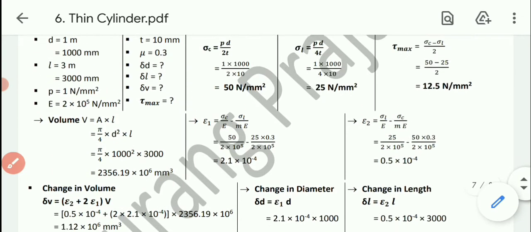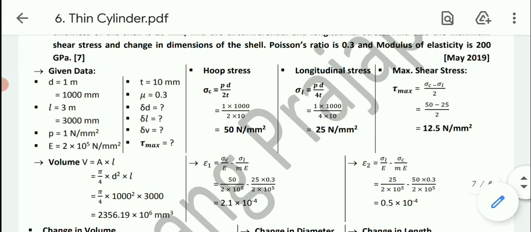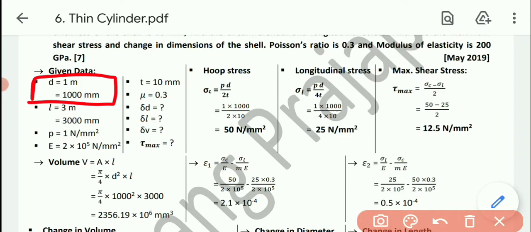Now let's put down the values: pi by 4 d square, where the diameter is 1000, so pi by 4 into 1000 square, into L, that is 3000. Solving this term, we get the value of volume, 2356.19 into 10 raised to 6 mm cube. So the value of volume has been derived.